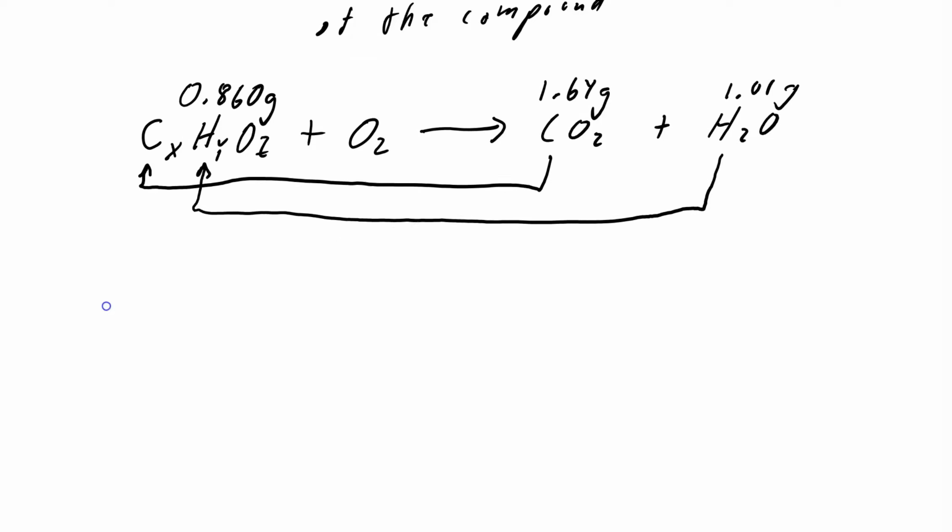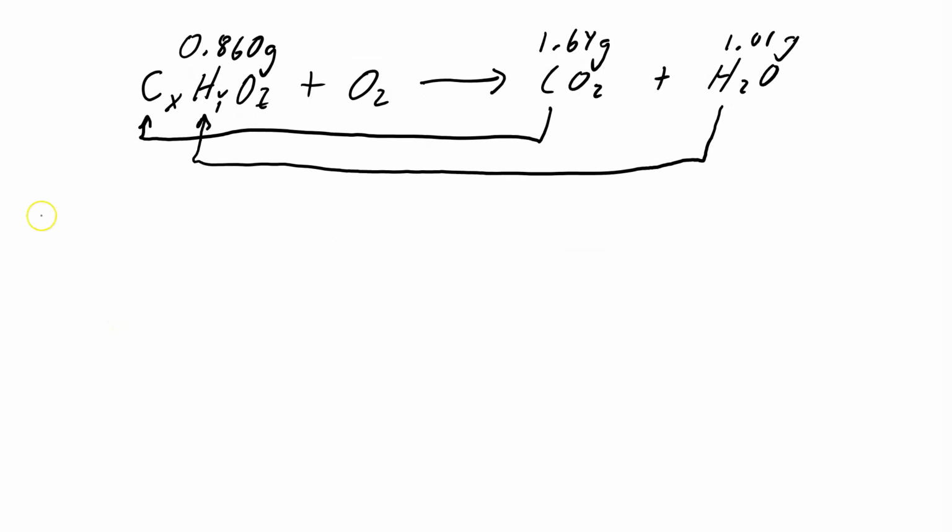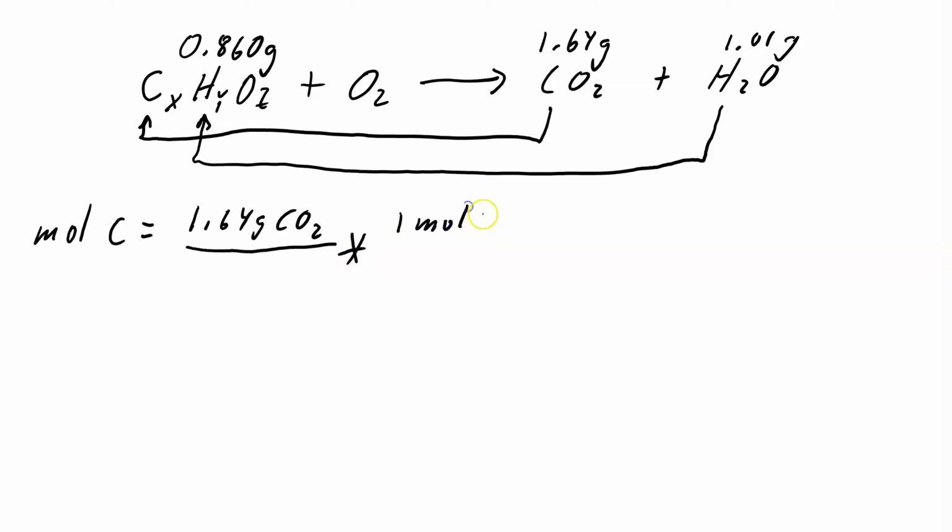So let's start with the easy stuff. Let's start by calculating moles of carbon. And for moles of carbon, our starting point is 1.64 grams of CO2. CO2, of course, is not carbon. So we have 1.64 grams CO2. We now want to convert that to moles of CO2. 1 mole of CO2, and I'll leave it to you to verify, has a mass of 44.01 grams.